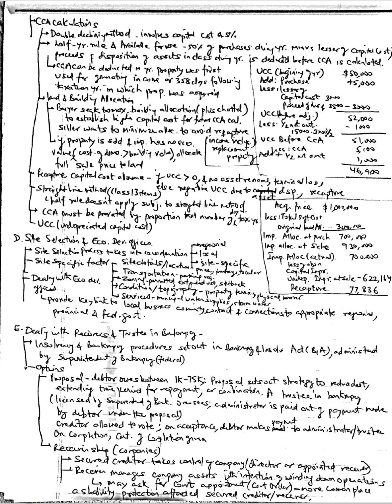Economic development offices also provide key links to local business community contacts and connections to appropriate regional, provincial, and federal government sources. In many instances, these offices can help guide development applications through the municipal process and streamline the approval process for companies unfamiliar with the regulatory requirements. These offices also provide background information on local, provincial, and federal research and development initiatives.